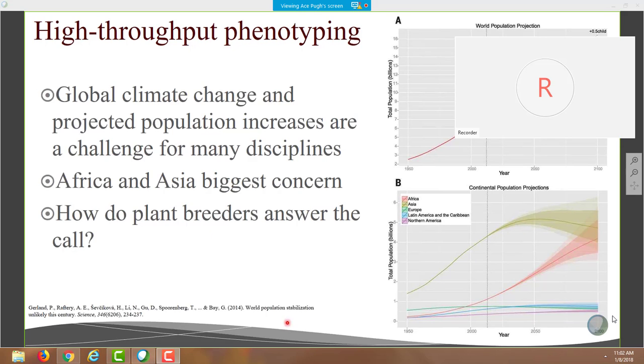And the impetus for this is that global climate change and projected population increases are becoming a challenge for many disciplines, including breeders. And Africa and Asia are the biggest concern, as you can see at the right. So, as plant breeders, how do we answer this call?